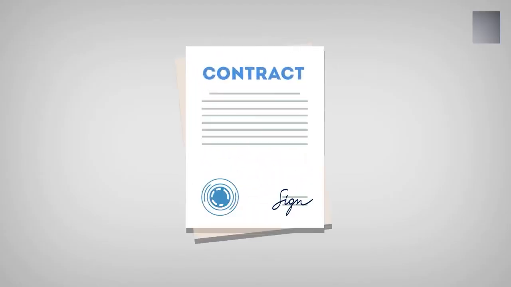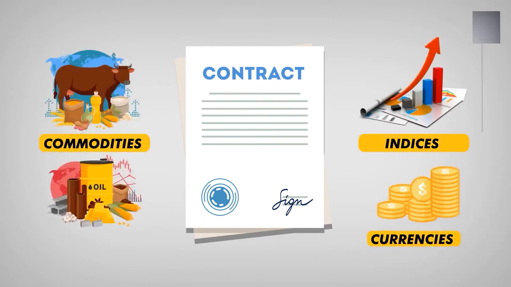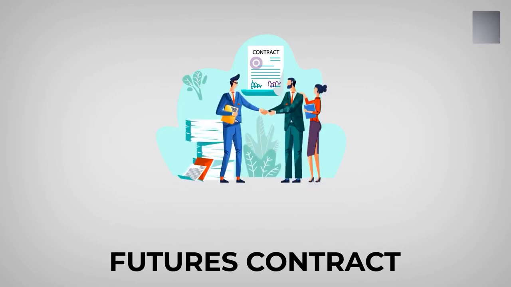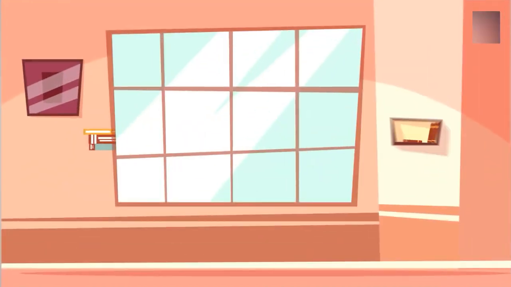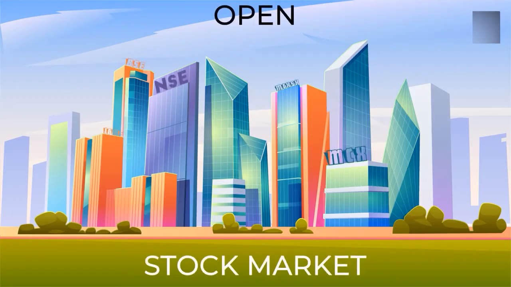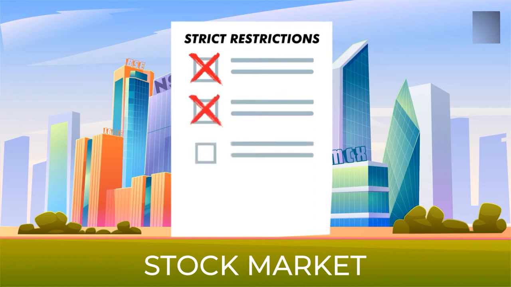The assets which use future contracts are commodities, indices, and currencies. Therefore, there is a wide array of products which can be traded using a future contract. Future contracts allow traders to make sales and purchases whenever the market is open. Therefore, they do not have strict restrictions imposed on them like in the case with the stock market.